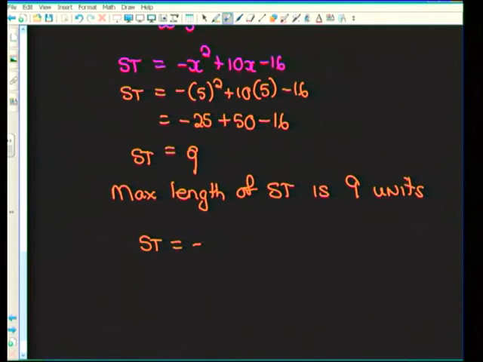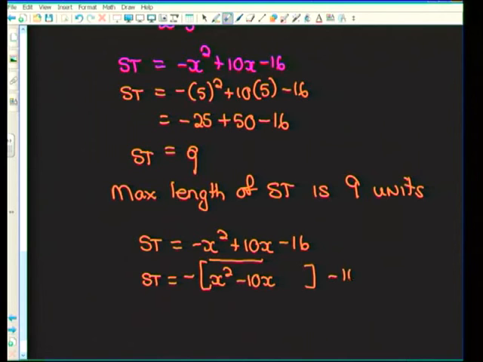So let's go to the other option, where we take the ST as minus x squared plus 10x minus 16. Now what we're going to do is complete the square on this. So we're going to say ST equals, take out the minus. Remember, I only take it out of the first two. So it's going to be x squared minus 10x, leave a space, minus 16. If I multiply out at any stage on my completing the square, I've got to get back to where I started, otherwise I've made a mistake.